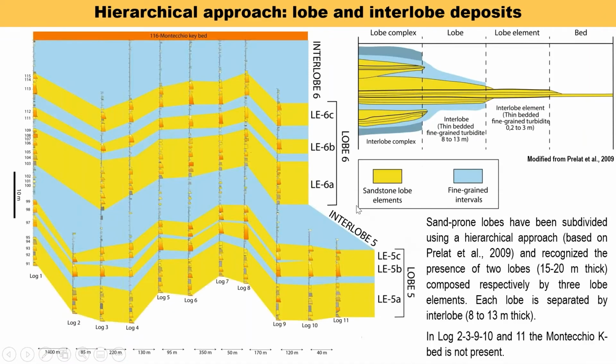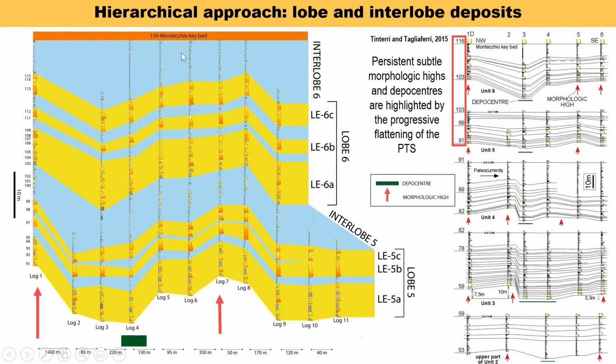So to subdivide the sand-prone lobes that are the principal object of our study, we used the hierarchical approach of Prélat et al., and we recognized that each lobe is composed of 3 lobe elements.